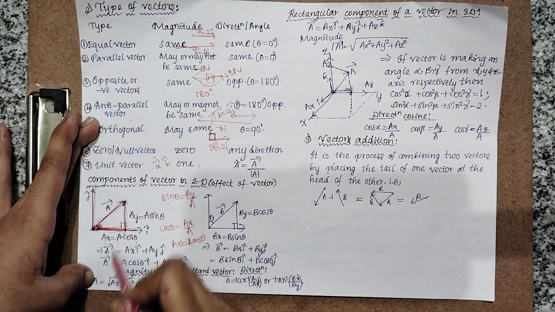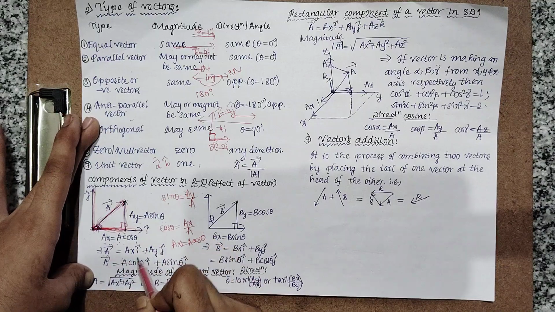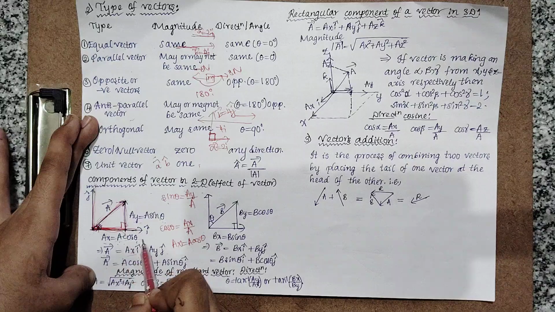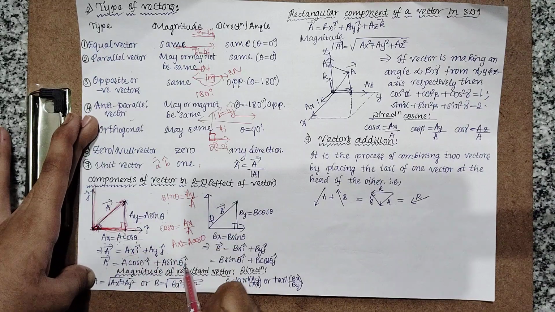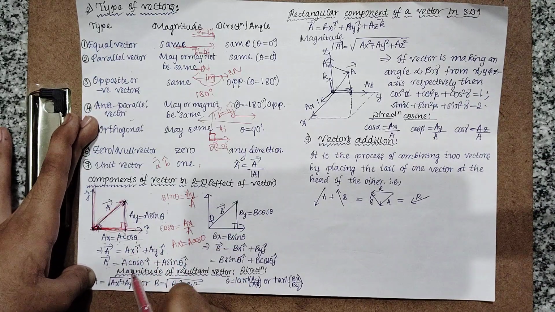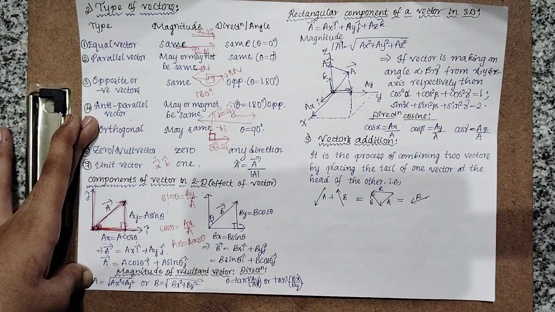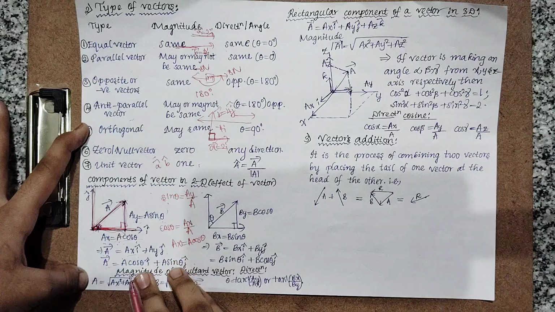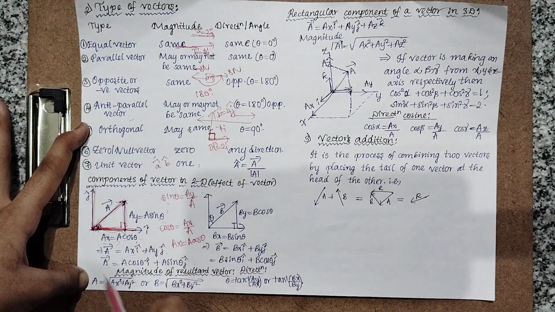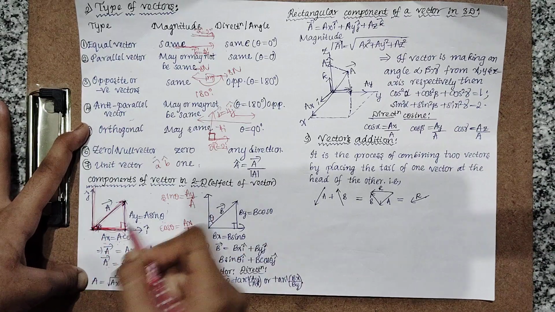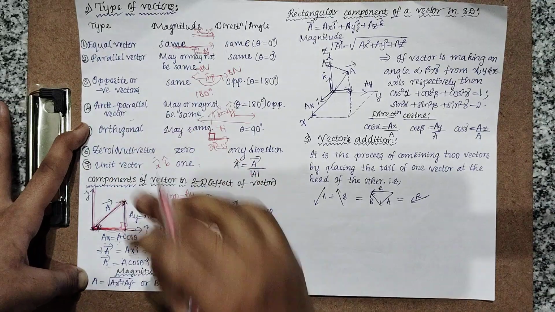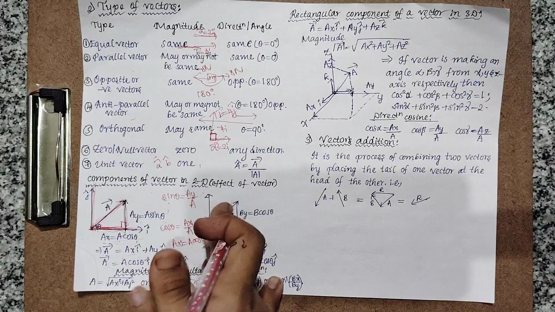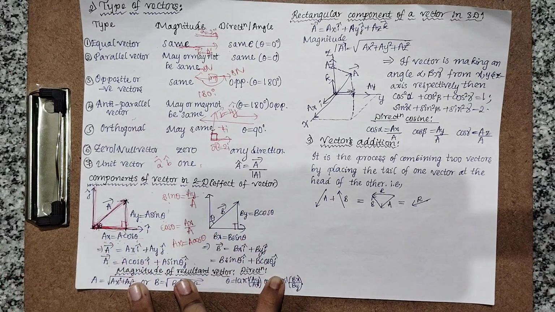Here you can represent a bar as ax i cap plus ay j cap, where ax is a cos theta and ay is a sin theta. So a bar is equal to a cos theta i cap plus a sin theta j cap. And the magnitude of this resultant vector is represented as magnitude of a bar equal to under root of ax square plus ay square. And let us go through another example, which is also the same as this example.